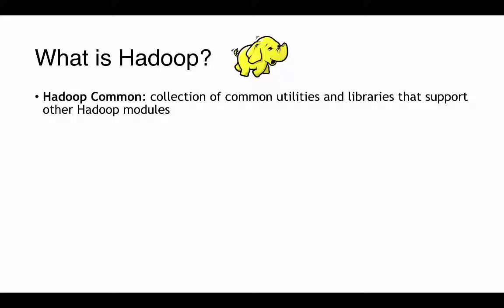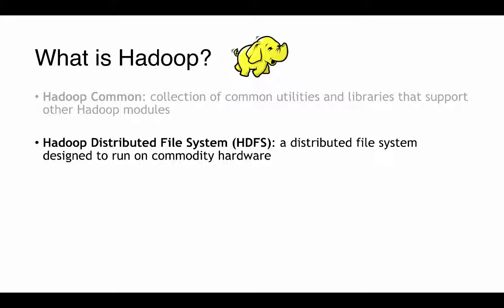Hadoop consists of four basic parts, first of which is the Hadoop Commons. This contains the necessary Java files and scripts required to start Hadoop, as well as source code and documentation. Next is the Hadoop Distributed File System, or HDFS. This is designed to be a highly fault-tolerant storage system and can be used on low-cost hardware.